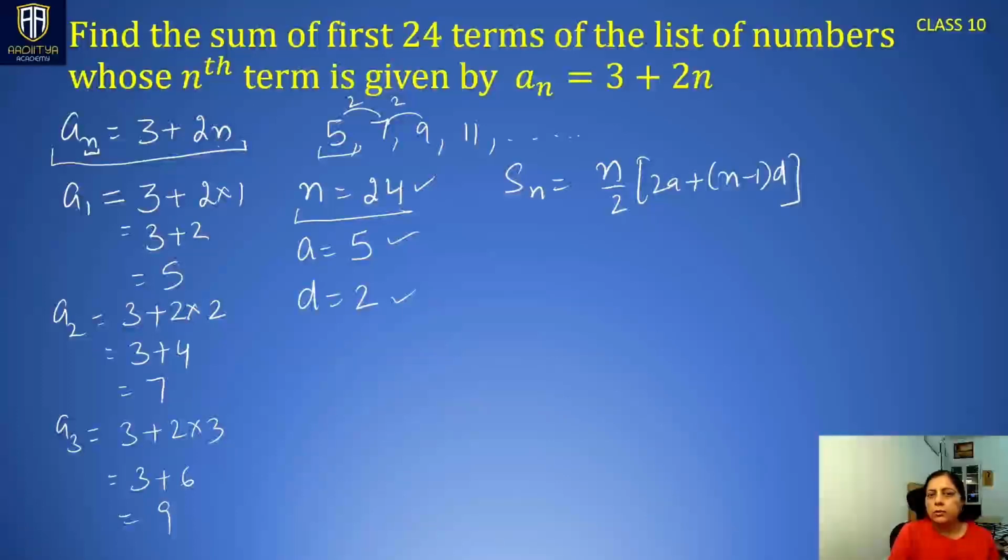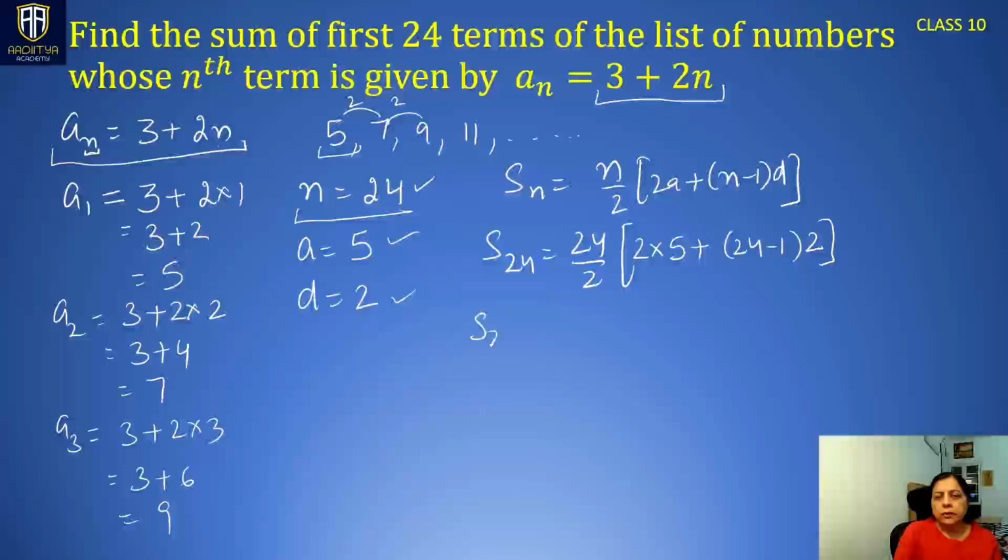Here the last term is not known. See, the sequence is infinite sequence. We can keep on finding terms. We just have to restrict ourselves to 24 terms. We have to find the sum up to 24 terms. That means the last term is not known. So I am using this formula. S24 is, n here is 24, 2 times a, which is 5, 24 minus 1 times d.